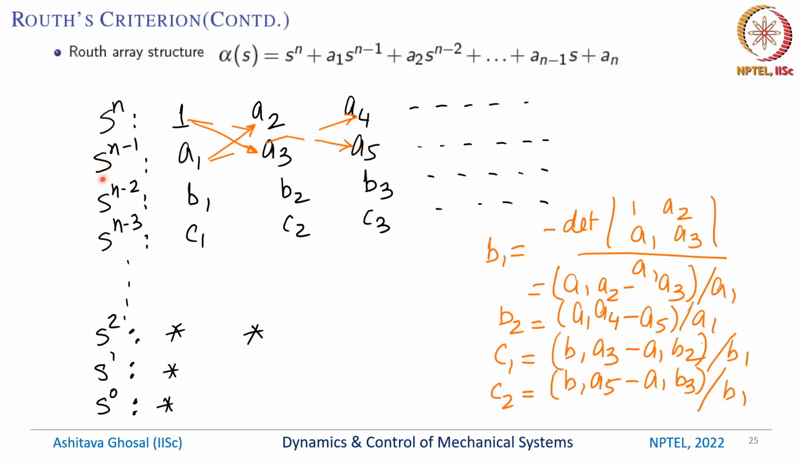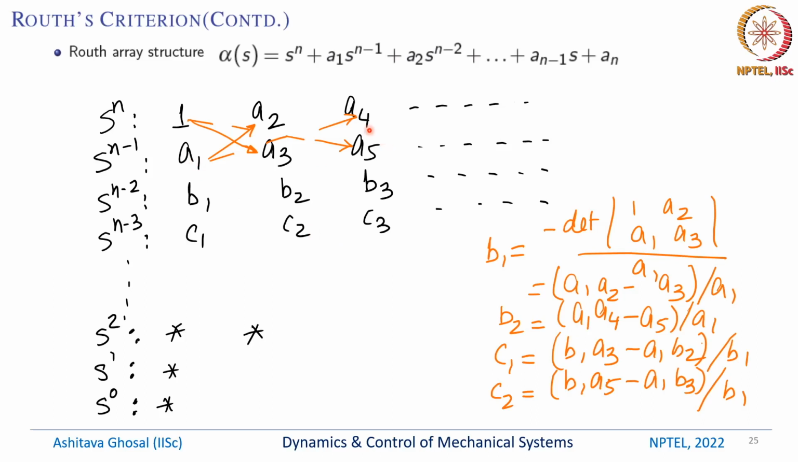The third row is s to the power n minus 2, and we call it b1, b2, b3, and b1 is nothing but a1 a2 minus a3 into 1. Okay, so we have the determinant of 1, a2, a1, a3 with a minus sign, and then you divide by a1. So we get a1 a2 minus a3 into 1 divided by a1. So this is b1. How about b2?